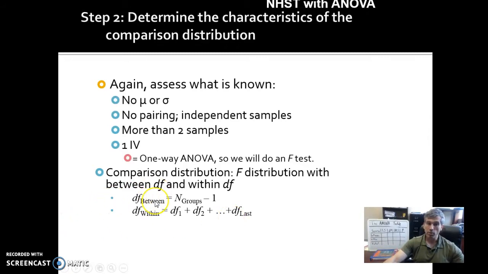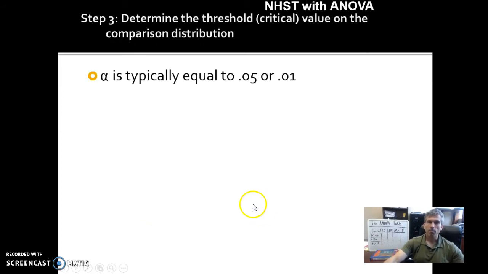If you know degrees of freedom between, you know how many groups you have, you just add 1 to it. If you know degrees of freedom within, you know how many people were in the study, you just add the number of groups to that total. So that's step 2, that's all we have to do. You just have to remember how to calculate those degrees of freedom.